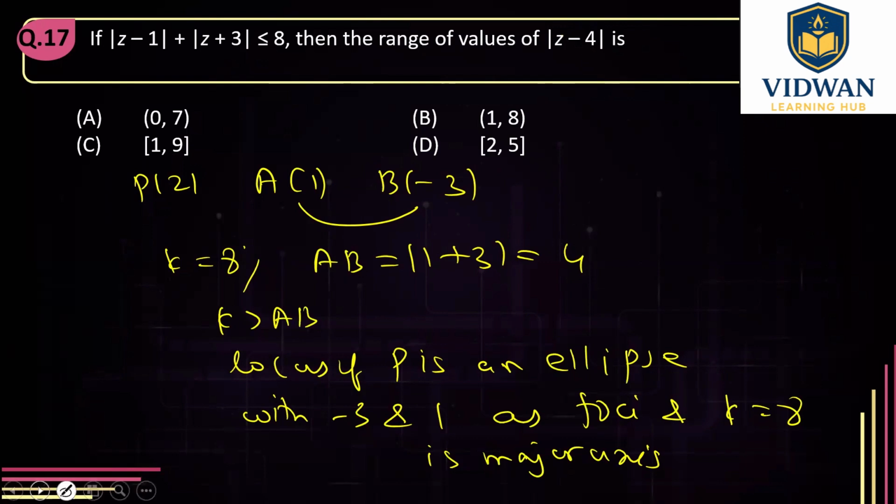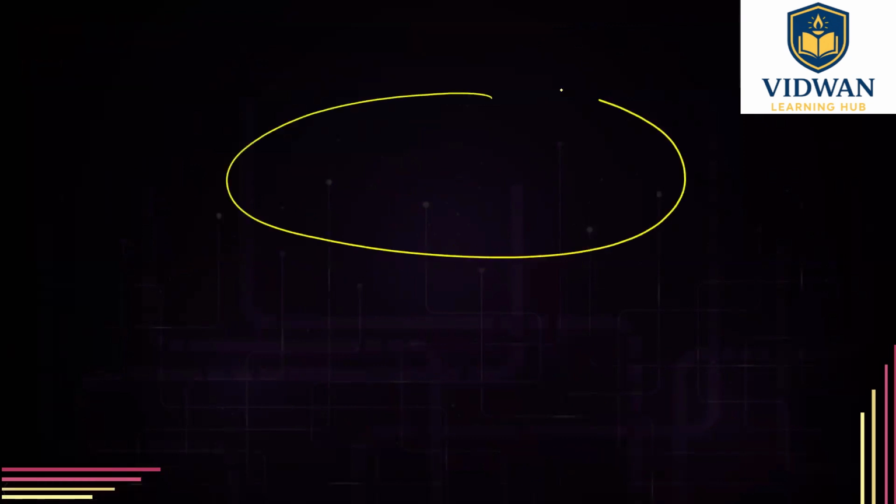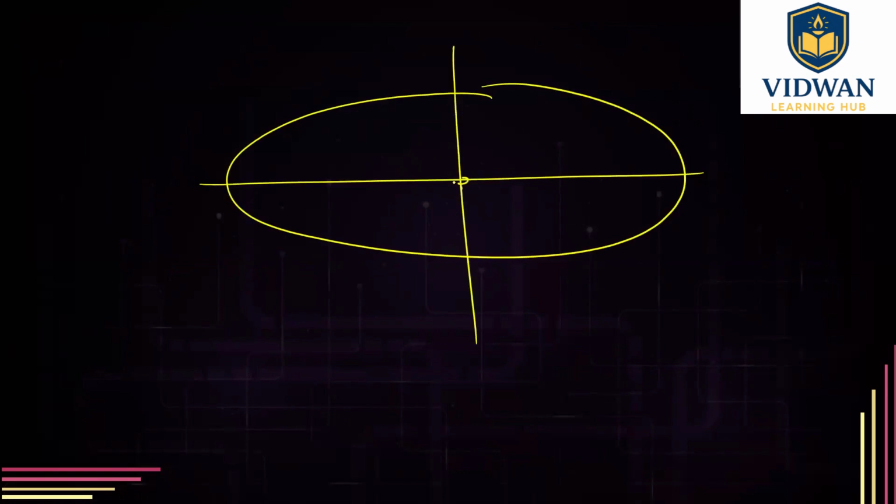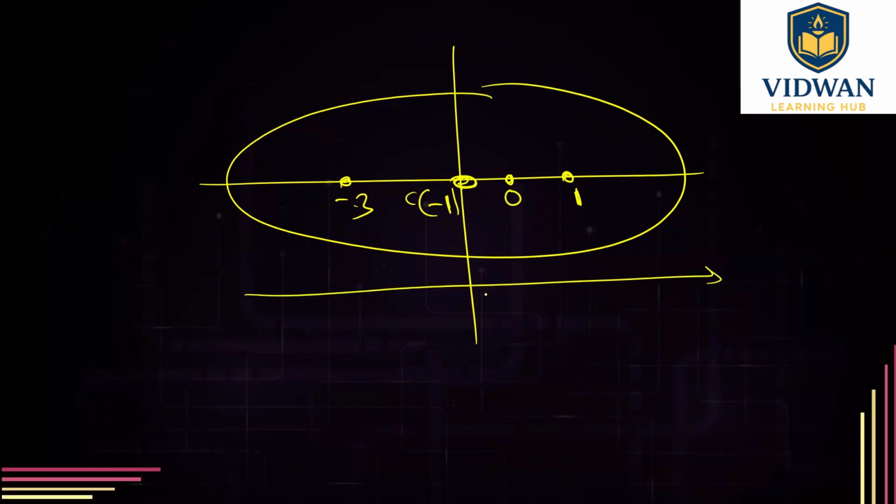So let us first draw the ellipse. Mark the center also here. The foci are -3 and 1. So one focus is at -3, another focus is at 1. And the midpoint of these two should be the center. So -3 plus 1 by 2 is -1. This should be the center. So -1 here means -1 plus 0i and 1 means 1 plus 0i. So origin would be somewhere here. So the center of the ellipse is here, but origin is somewhere here. Now when they give the major axis length as 8, this total length is 8. So this would be 4 and this also would be 4.